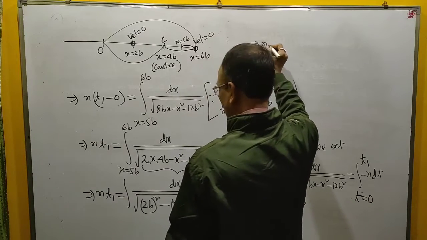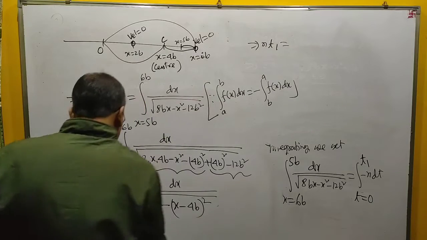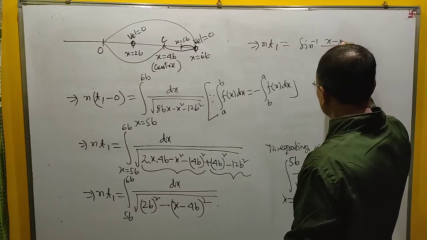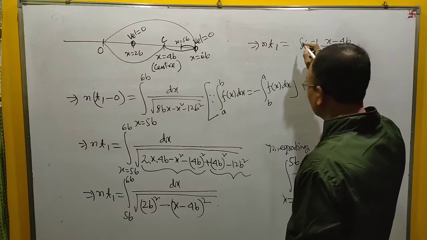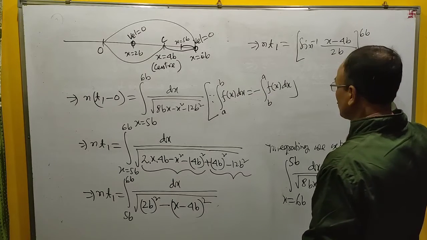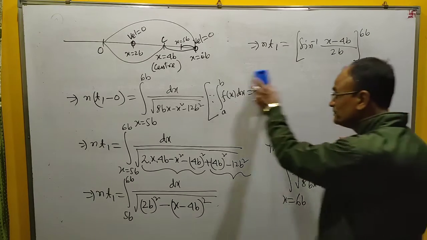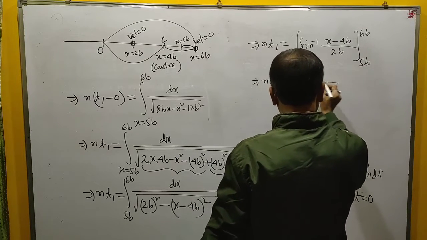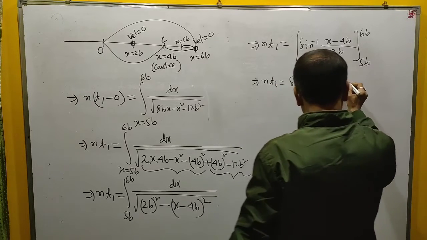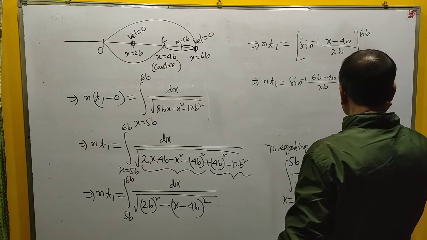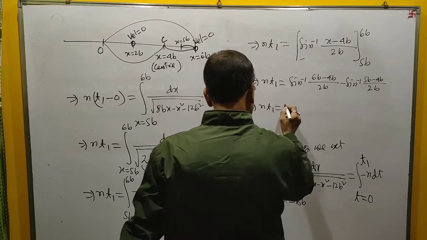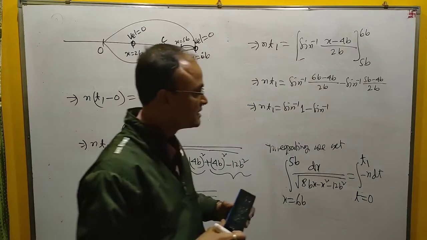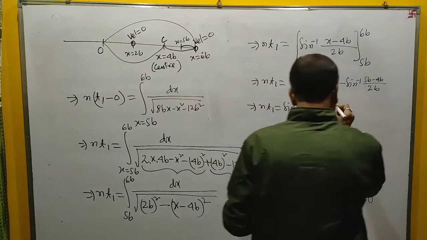This means n t1 equals sine inverse of (x minus 4b) divided by 2b, from 5b to 6b. Or n t1 equals sine inverse of (6b minus 4b) by 2b minus sine inverse of (5b minus 4b) divided by 2b. This means n t1 equals sine inverse of 2b by 2b, which is 1, minus sine inverse of b divided by 2b, which is 1 by 2.